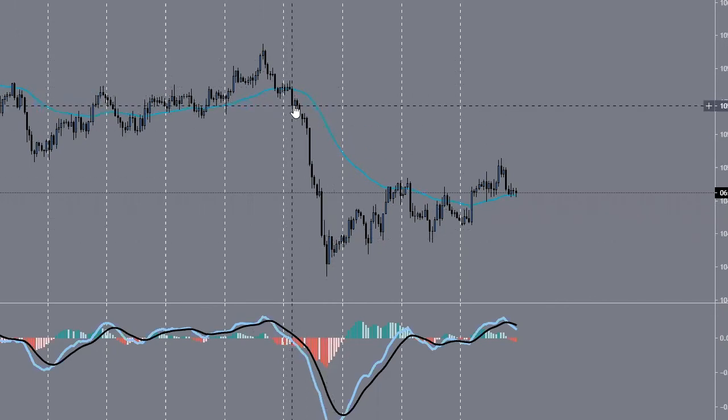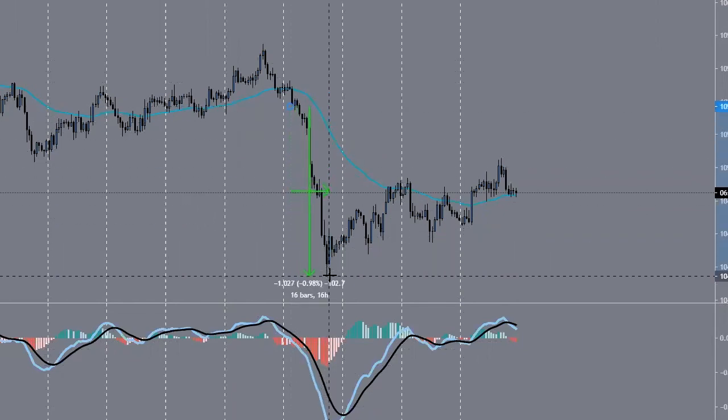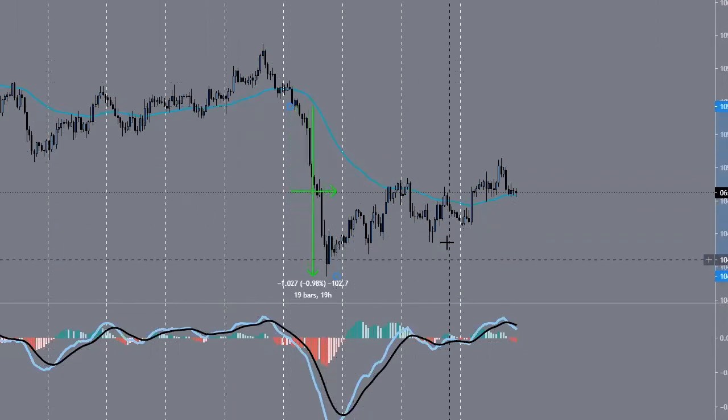So our entry would have been somewhere probably right around here, right after this, at the close of this bearish candle, that's when we got the crossover down on the MACD. And again, that was a pretty nice little setup here. Let's see, UJ, another 100 pips right there.